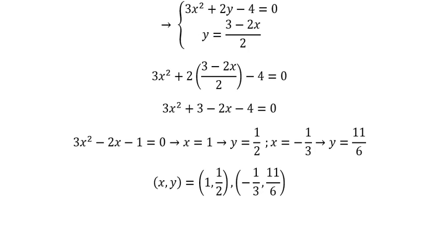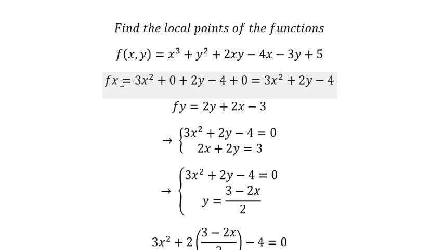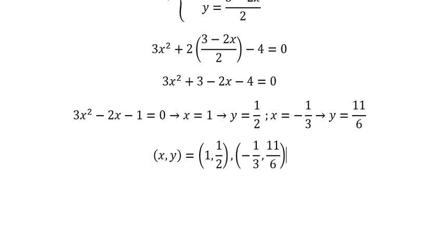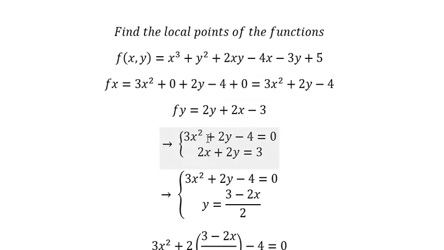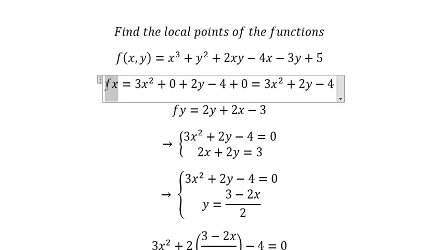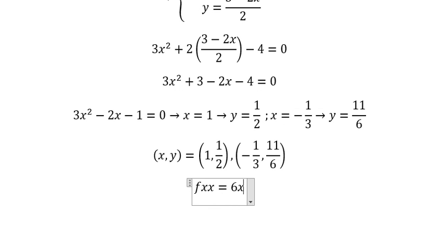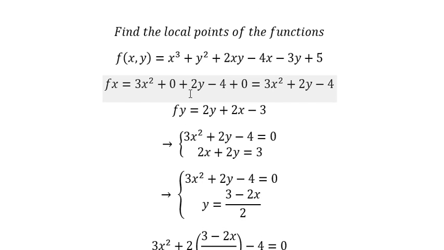Next, I will find fss, fsy, and fyy to consider whether this is a local max, local min, or saddle point. For this one, we first take the derivative of fs with respect to s. So you get this one only, so you get 6s. fyy is this one, so you get 2.